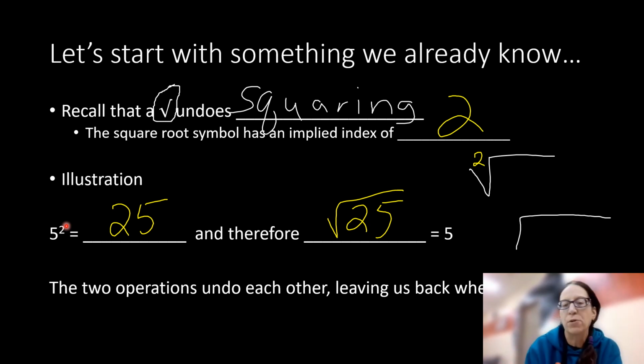So you just don't want to say, well, square root of 25 is 5 because somebody told you that was true. The reason the square root of 25 is 5 is because this square root, which of course I'll reiterate has an implied little 2 in there, okay, is undoing the squaring. So you have this operation of squaring, and then you can undo it with a square root, and you end up back where you started from. Okay, so that's something that we already know.